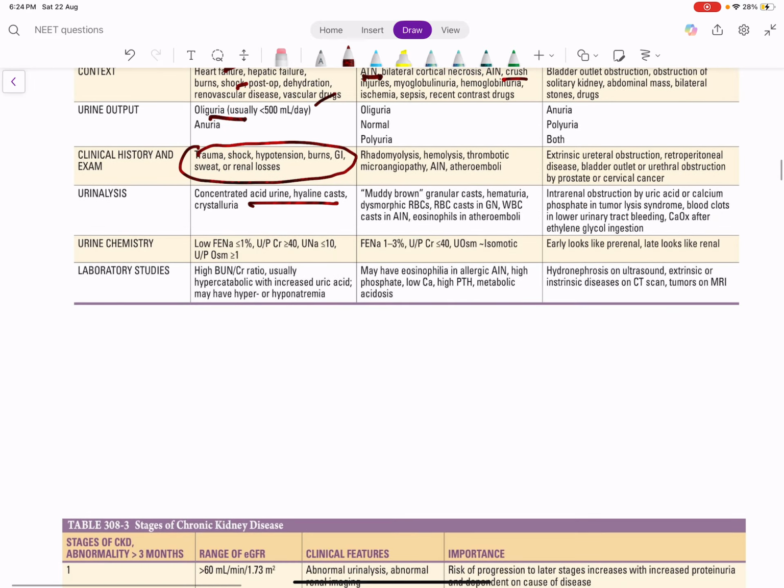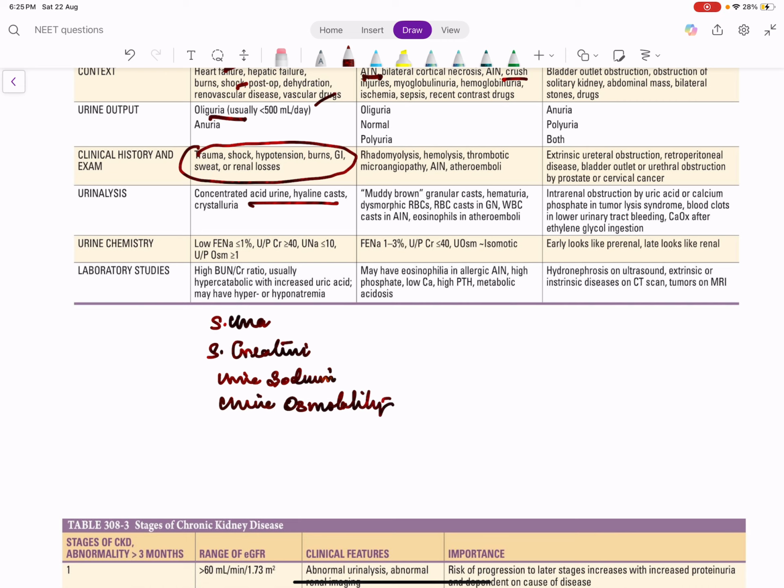So whenever there is an AKI, only a few investigations can be done. Definitely we'll be doing urea, we'll be doing creatinine in the blood. So serum urea, serum creatinine. Apart from the urine routine, we can see urine sodium. We can see urine osmolality. Can see serum osmolality.